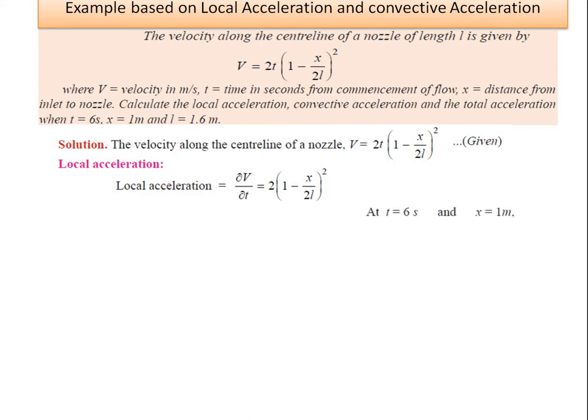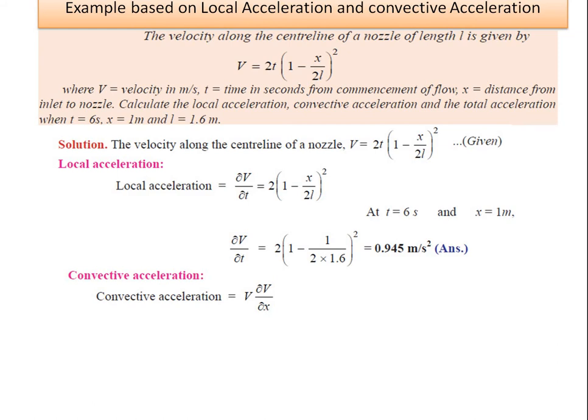Now at t equals 6 seconds, L equals 1.6 meter and x equals 1 meter, ∂V/∂t can be given as 2 into (1 minus x, x value is 1, divided by 2 into L value 1.6) whole square. So it is equal to 0.945 meter per second square.